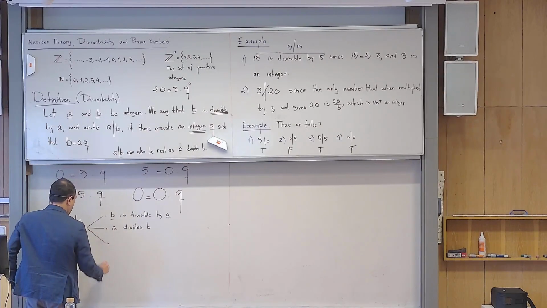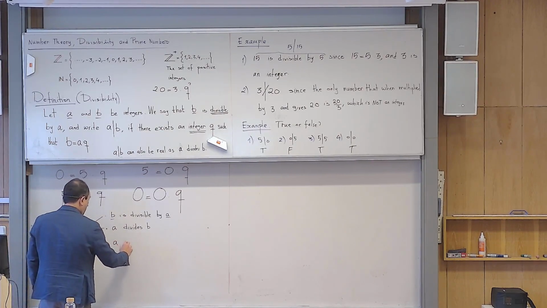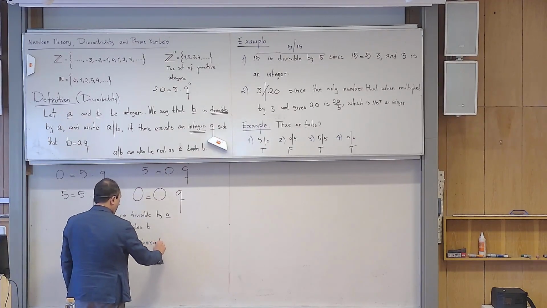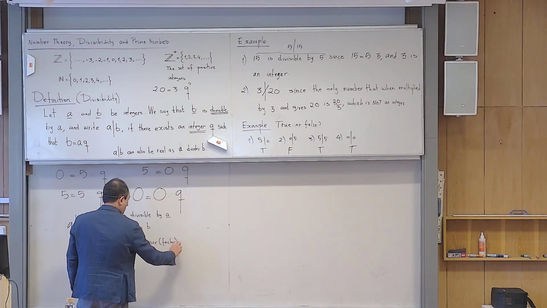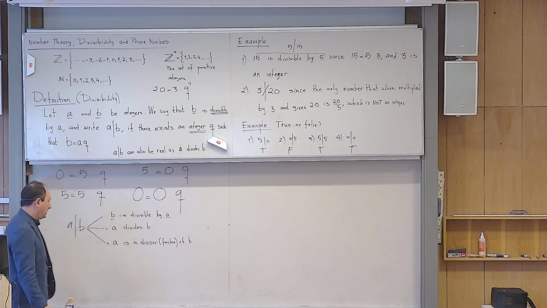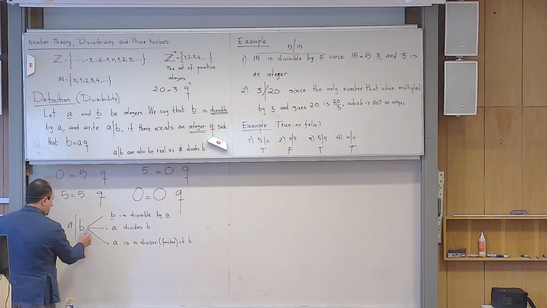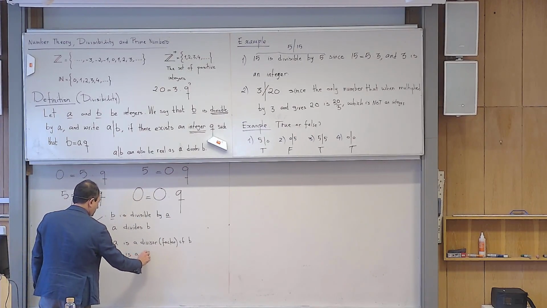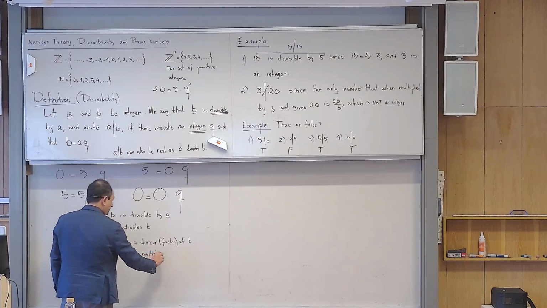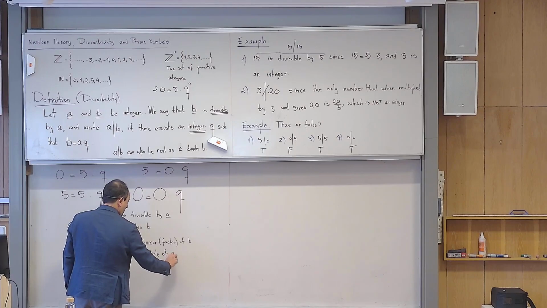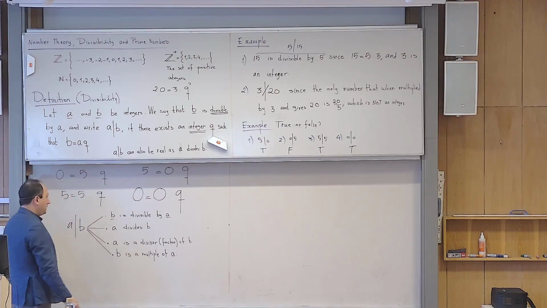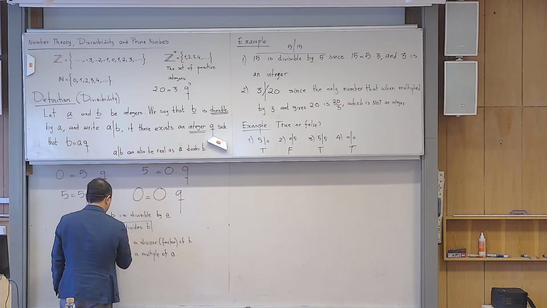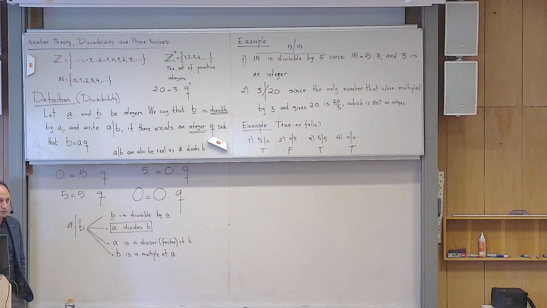But another way of reading is that we say A is a divisor, or sometimes we call it a factor, of B. Again, from left to right. And then there is another way: I can say B is a multiple of A. All these ways of reading are equivalent. But the most common one in number theory is this one. But I want you to understand the other ones as well.